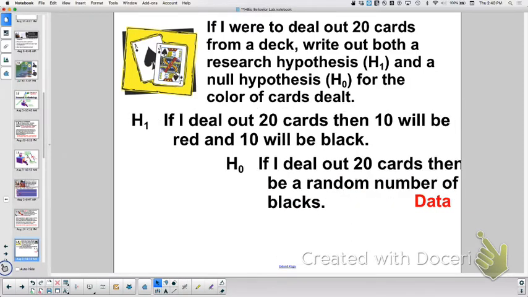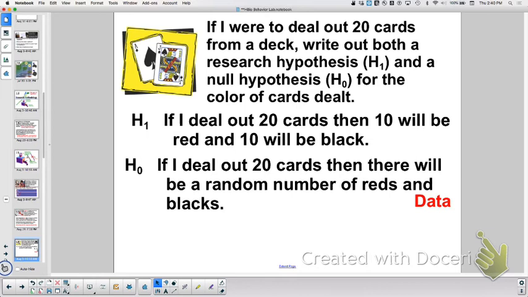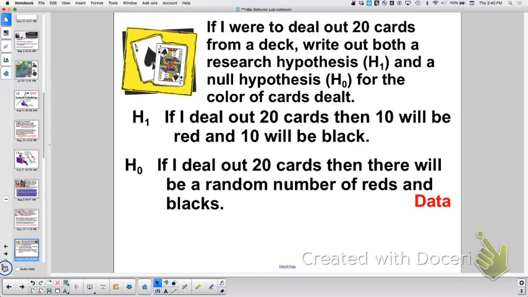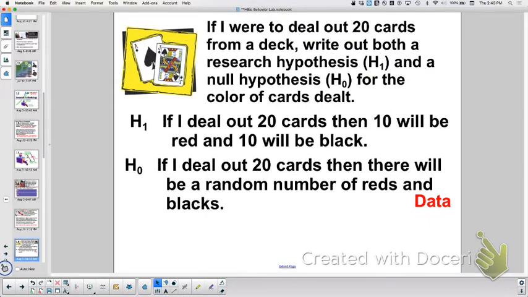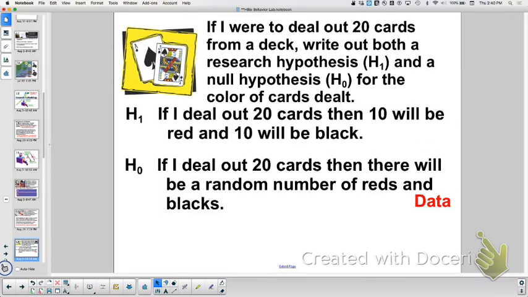I would expect, if I dealt out 20 cards, 10 to be red and 10 to be black, because in a deck of cards, 50% of the cards are red and 50% are black. That probably would be a really good hypothesis for dealing out something that you can easily quantify, right? Getting enough sleep for grades, that's a little bit harder to quantify. But with decks of cards, a research hypothesis is pretty good.